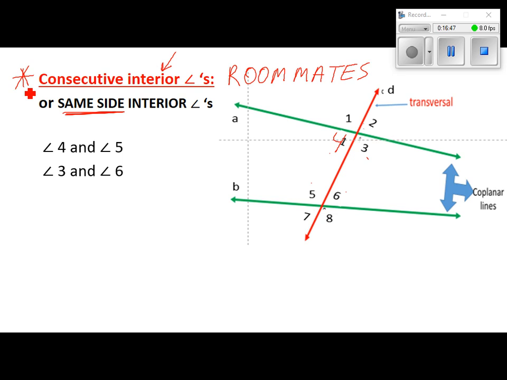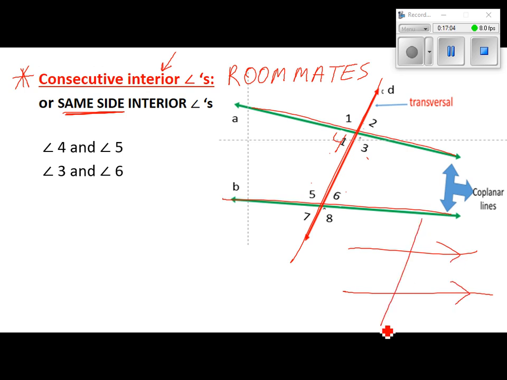So all of these special pairs of angles work when we have two coplanar lines and a transversal. Now, what we're going to deal with most of the time is two coplanar lines that are going to be parallel to each other and the transversal, and that's going to make all these angles special pairs of angles, and there's certain things that have to occur every single time.